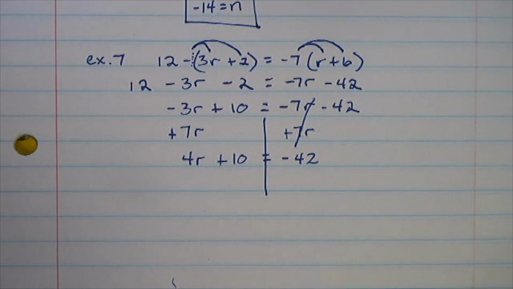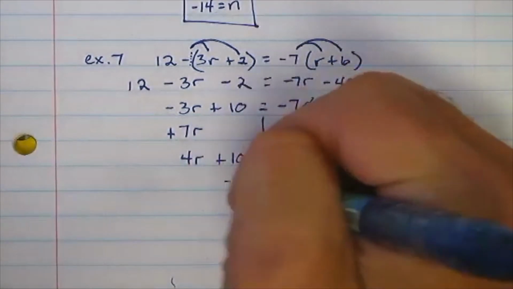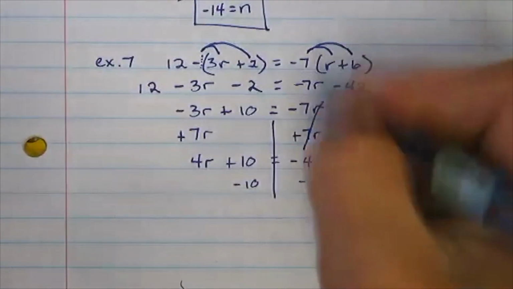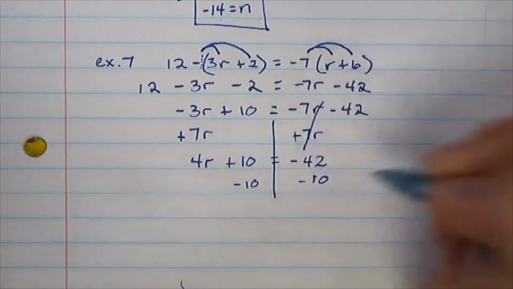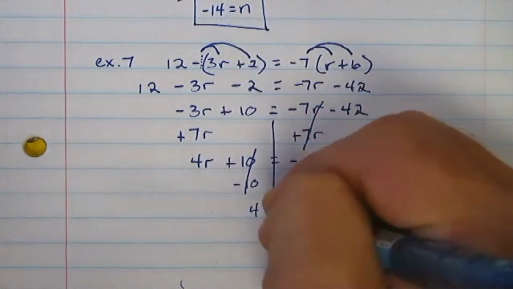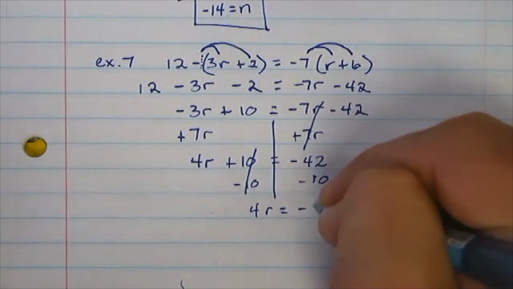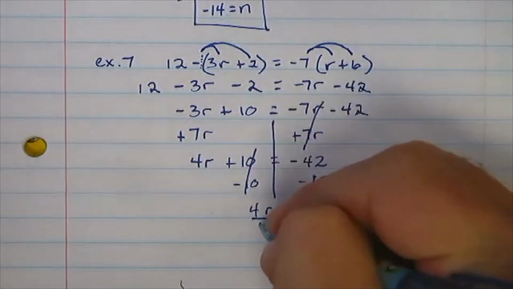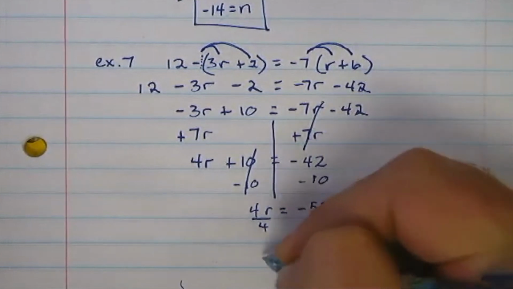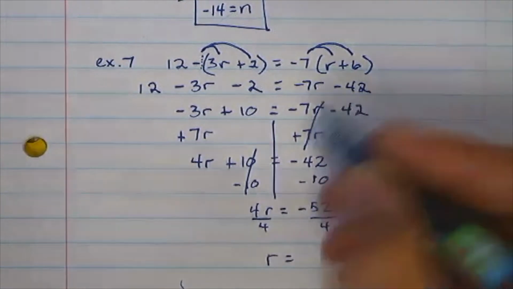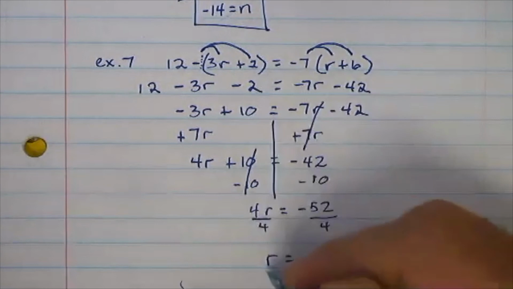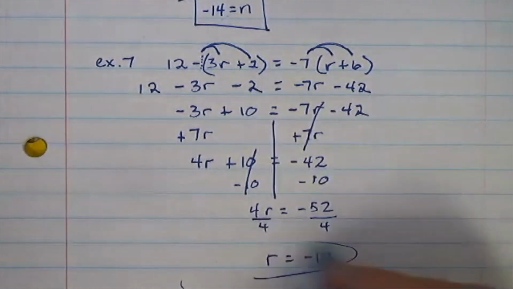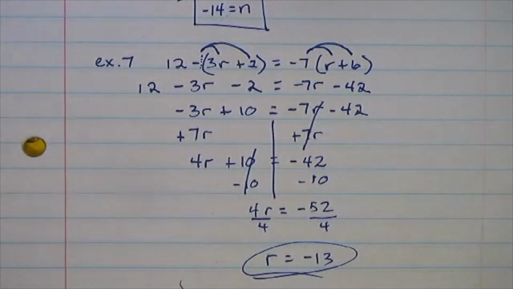All right, so from there, it's a simple two-step. Going to roll through that and solve it really quick. So minus 10, canceled. 4r equals negative 52. We go through and we divide by 4. That means r is equal to negative 13. All right, so solution.